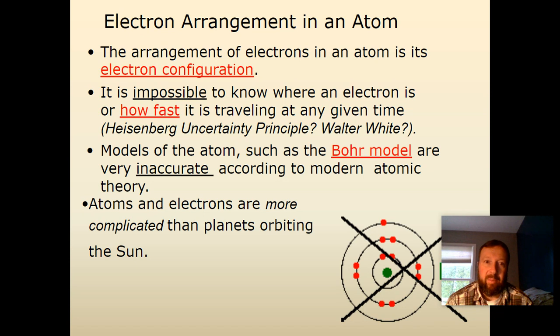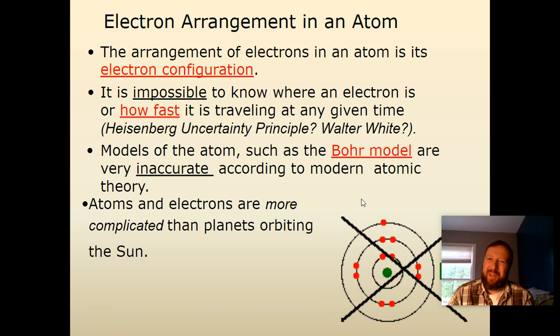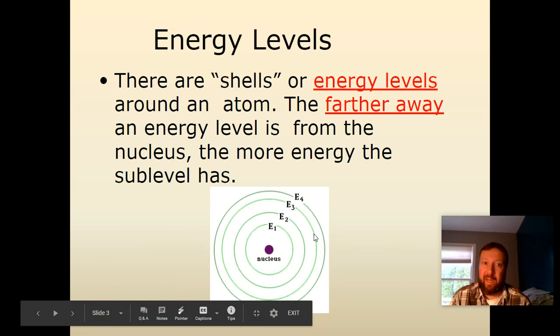Because basically, what Bohr had suggested, that they are these orbits like planets that go around the sun, doesn't quite work for the actual model of the atom because we don't know how fast, we don't know the exact position of the electron. That's all part of the Heisenberg uncertainty principle, and you get to that in high school. But basically, it's a lot more complex than that. There are energy levels, as you had said.